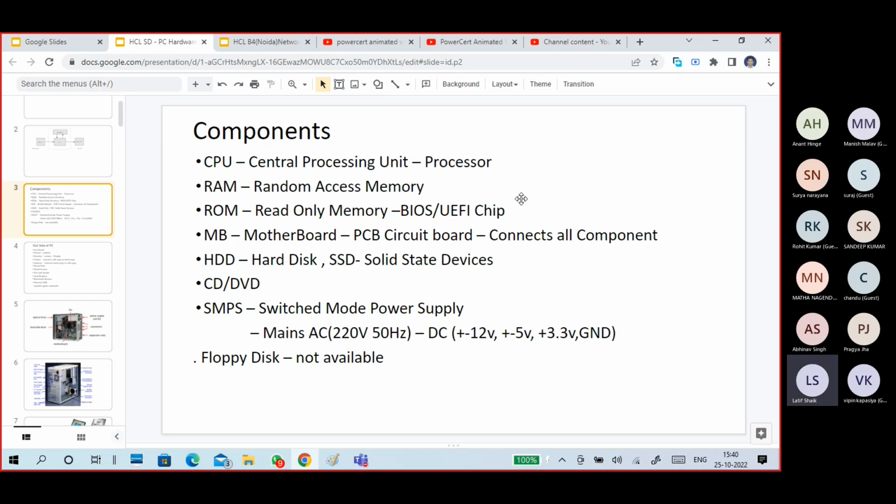And there is a motherboard. All our devices we are connecting to the motherboard only, either on the motherboard or to the motherboard. Okay, hard disk, SSDs we are using nowadays. SSDs, hard disk, CD, DVD, SMPS. These are all the main components of a computer, right? So floppy disk, people are not using now. It is not available either, in a desktop or laptop.